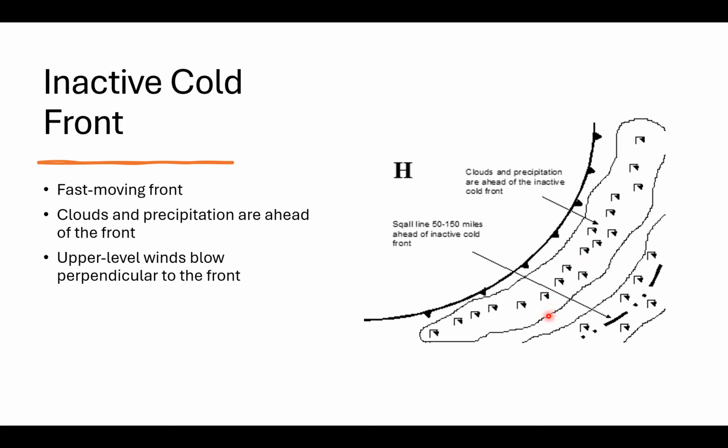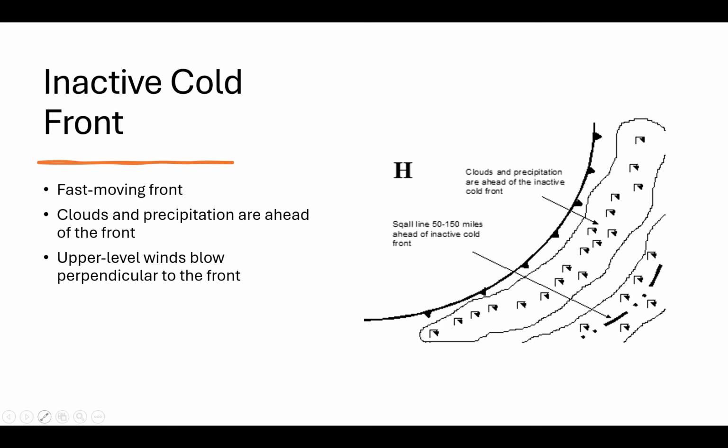The upper level winds are also going to blow perpendicular to the front. And in many cases with this type of front, the fast-moving inactive cold front, you're going to have a line of showers and thunderstorms. Sometimes it forms what's known as a squall line, 50 to 150 miles ahead of the inactive cold front itself. This is an inactive cold front because right along the front itself, and especially behind it, you don't have any weather. But it is a fast-moving front.